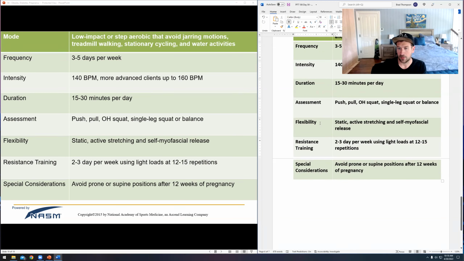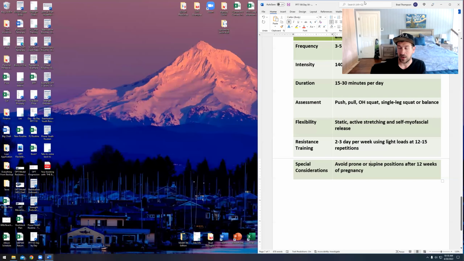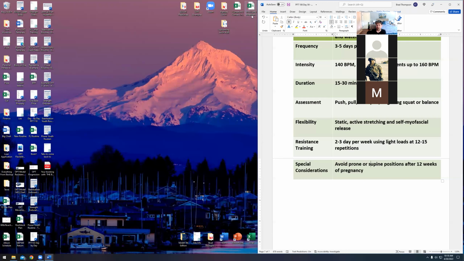Flexibility for a pregnant client, 2 to 3 days per week, we're going to go light loads, probably 12 to 15 repetitions. So we're going to keep the repetitions high so we can keep the intensity low. And then our special considerations, we are avoiding face down or face up positions after the first trimester. So those are definitely some considerations that we want to make, similar to our client who was obese, right? We don't want to lay them all the way down and lay them back up.